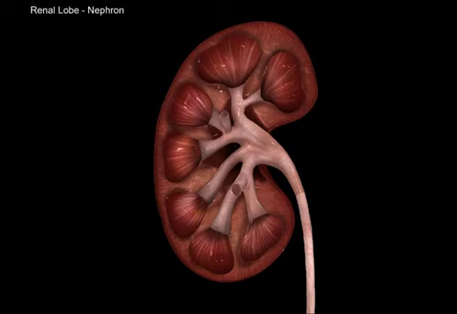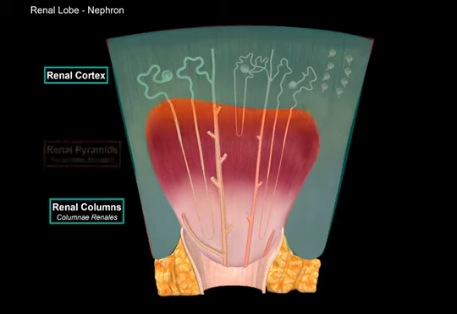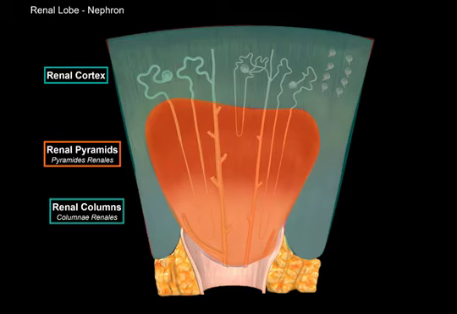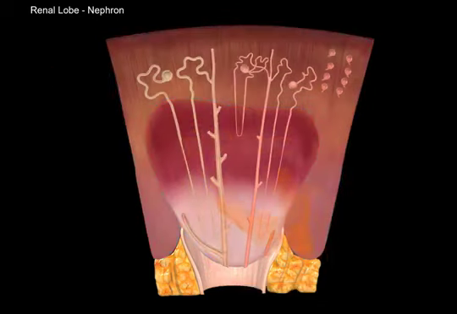Now let's do the anatomy of the nephron. And to do that, we're going to isolate one lobe and look at the detailed view of it. So the renal cortex and its renal columns are going to be between the renal pyramids, right? And below the renal pyramids, you will find the minor renal calyces, which fuse together and form the major renal calyces. Alright, so the nephron consists of a renal corpuscle located in the renal cortex.